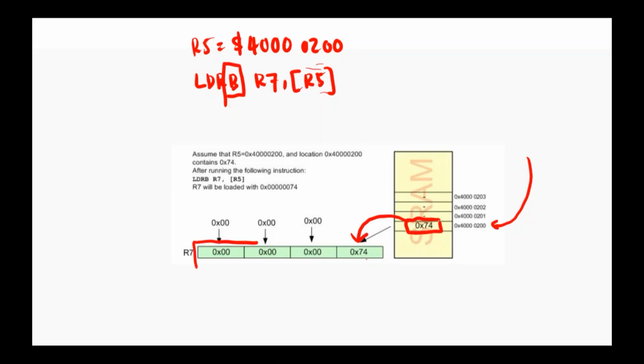What about the remaining bits here? The remaining bits will be filled up with 0s, even though inside 201, 202, or 203 you have different other values. Those values will be ignored. Why? Because you only want to load 8-bit data, not 32-bit data. So only 8-bit data will go here, and the remaining bits are filled with 0. This is what the LDRB does: the instruction tells the CPU to load or copy 1 byte from an address pointed to by R5 into the lower byte of R7.